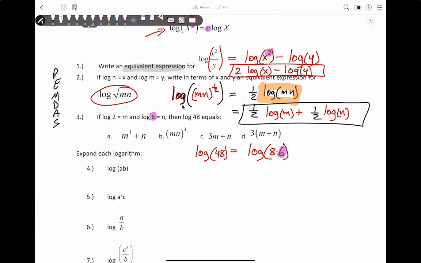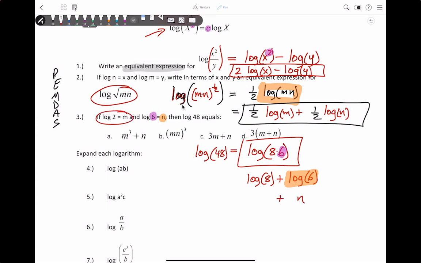Okay, so if I use my laws and I'm going to expand this, I would get log of 8 plus log of 6. And now I know log of 6 is right over here as n. Log of 6 equals n. Okay, so I already know that there's an n right here.